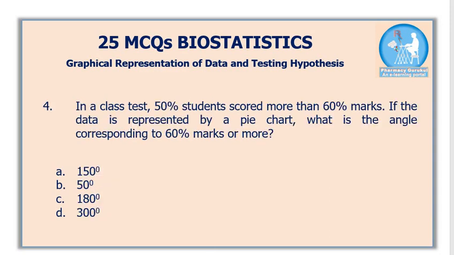Question number 4. In a class test, 50% students scored more than 60% marks. If the data is represented by the pie chart, what is the angle corresponding to the 60% marks or more marks? And the correct answer is option C, 180 degree. Solution for question number 4.